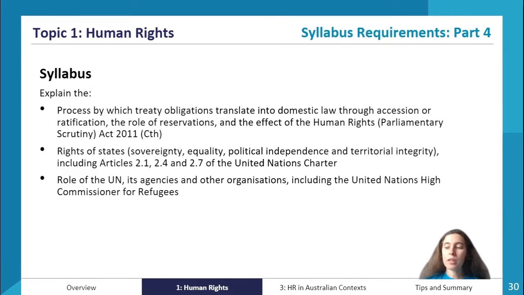Part 4 of the syllabus that we're looking at is covering the process of treaty obligations being translated into domestic law. So we're going to look at accession and ratification, the role of reservations, and the effect of the Human Rights Act. We'll look at the rights of states. Some of these things we've touched on already, but we're also going to be looking at particular articles in the United Nations Charter. Then the different roles of different agencies as well.